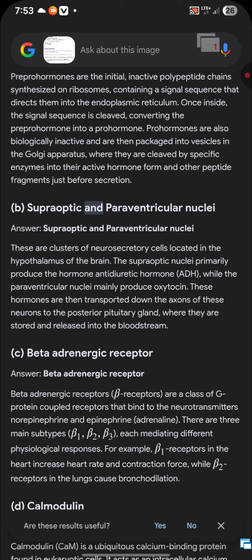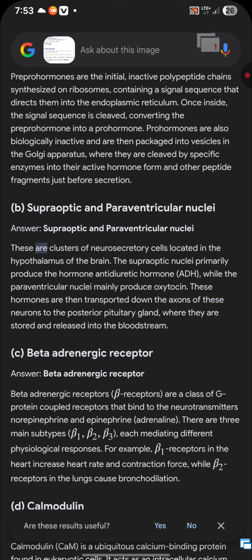B. Supraoptic and paraventricular nuclei. Answer. Supraoptic and paraventricular nuclei. These are clusters of neurosecretory cells located in the hypothalamus of the brain. The supraoptic nuclei primarily produce the hormone antidiuretic hormone, ADH, while the paraventricular nuclei mainly produce oxytocin. These hormones are then transported down the axons of these neurons to the posterior pituitary gland, where they are stored and released into the bloodstream.